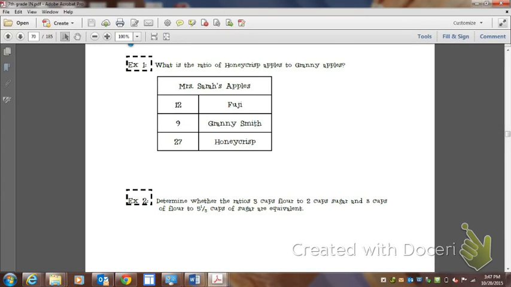So our first problem asks, what is the ratio of Honeycrisp apples to Granny Smith? Remember, a ratio is we're just comparing two things. We can write a ratio as a fraction. And remember, when we do a ratio, we write from left to right and top to bottom. Okay? So they're asking Honeycrisp, so it's 27.